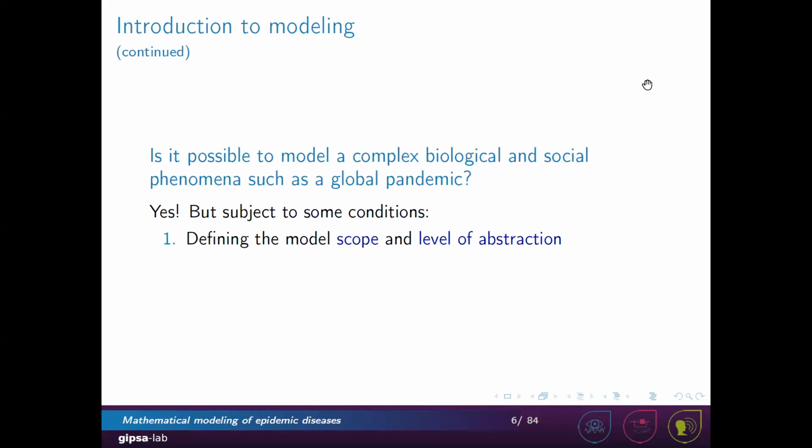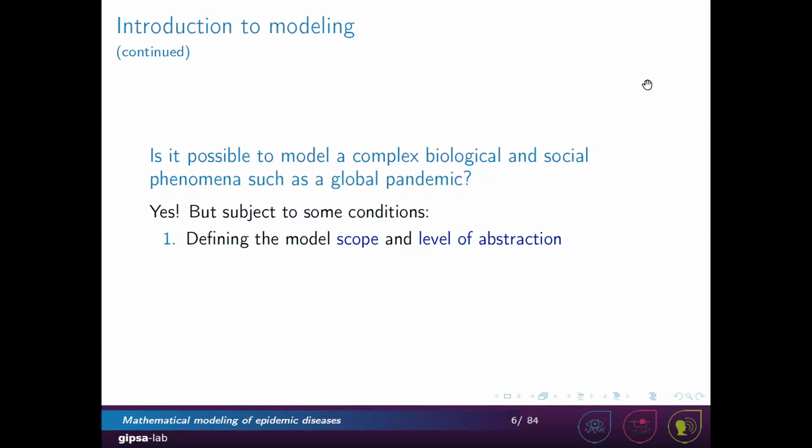First of all, we need to define the scope and level of abstraction of the model. A model is always a simplification of a real world system. So we are simplifying it pretty much from various aspects. For instance, we might model a social event or a biological event by a set of first order or second order differential equations, which is of course very, very simplified as compared to a real system.